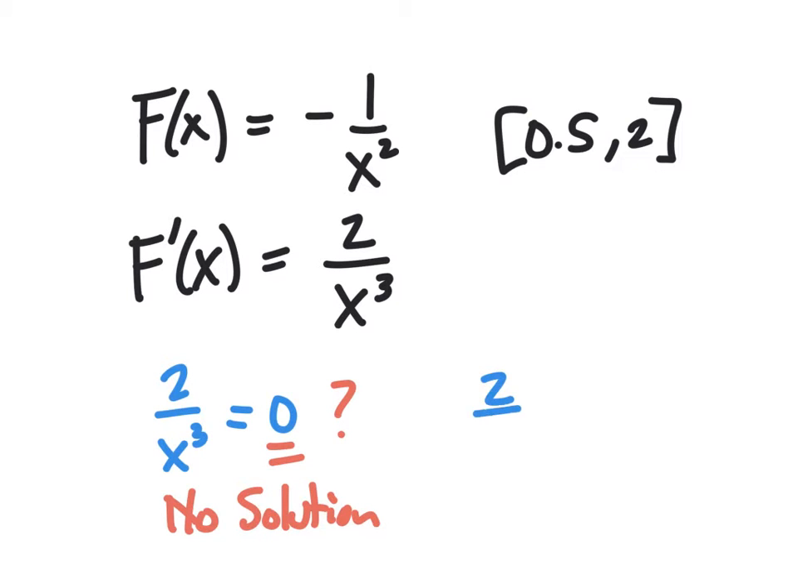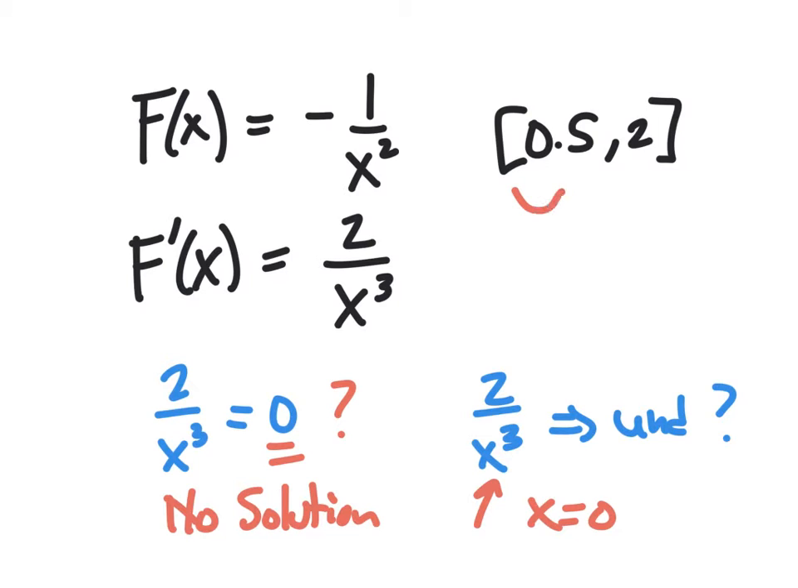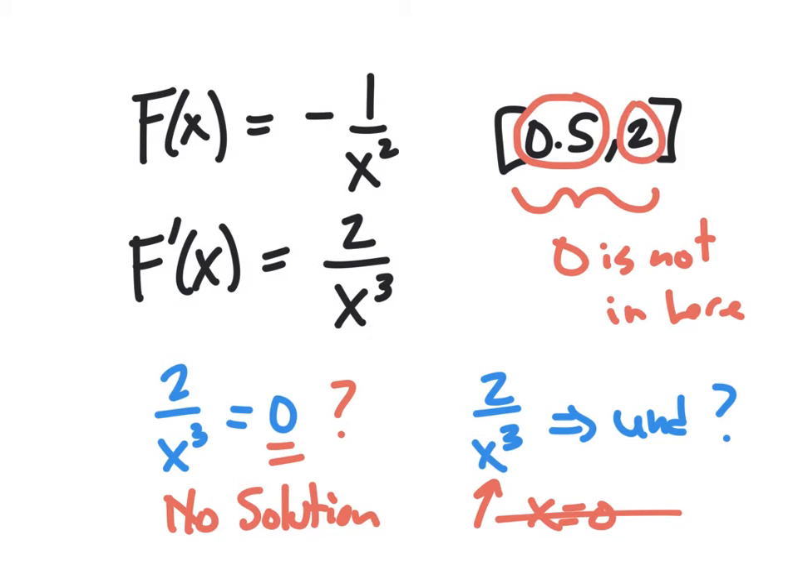Is there anywhere where 2 over x cubed is undefined? And yes, there is. x equals 0, right? That 0 can't be in the denominator. Here's the thing. 0 is not a part of this closed interval, so we don't worry about this one either. The only points that we have to check are 0.5 and 2, the endpoints. There are no critical points for this function.